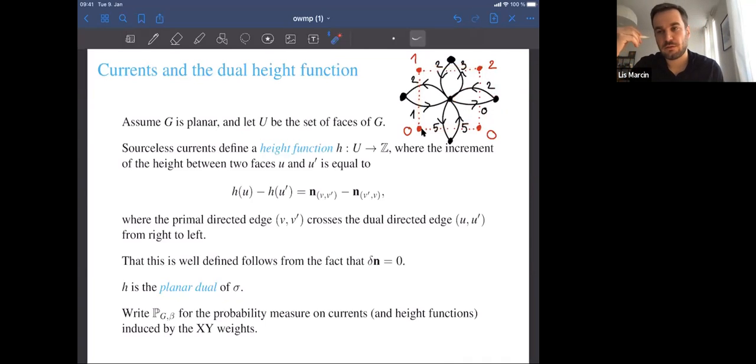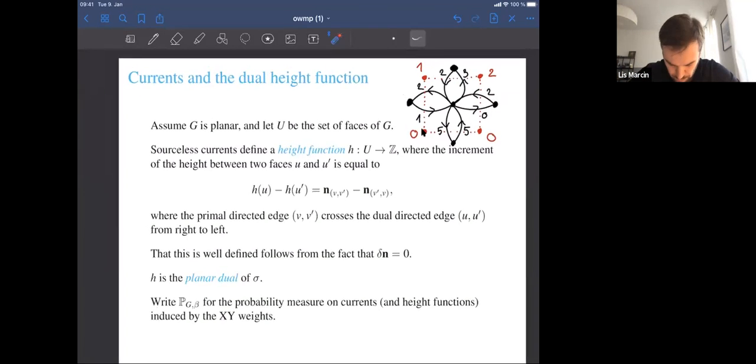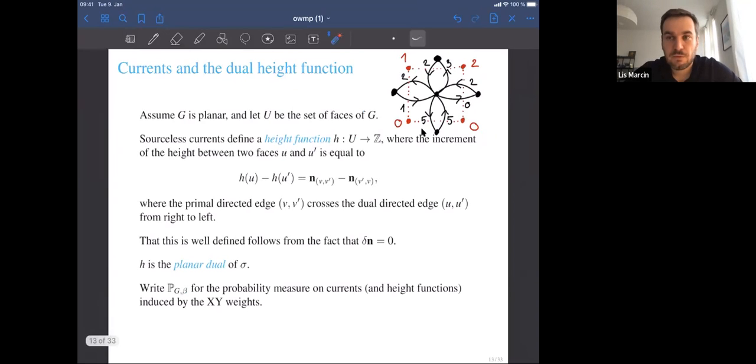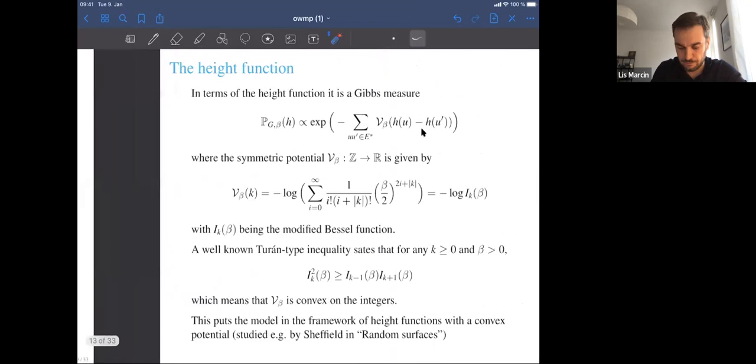The current gives you a gradient, and the fact that it's sourceless gives you a well-defined height function. So if you go around a square like that, you will come back to the same value. And then we put the value of the height function at the external face of the graph to be 0. So once you fix the value to be 0 outside, it is a well-defined height function. So this model is the planar dual model of the XY model in some sense. And we denote by P the probability measure on these currents and also on the height function.